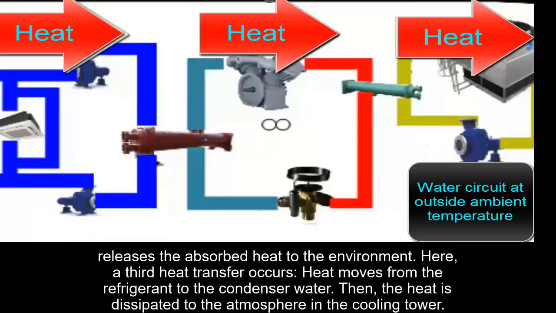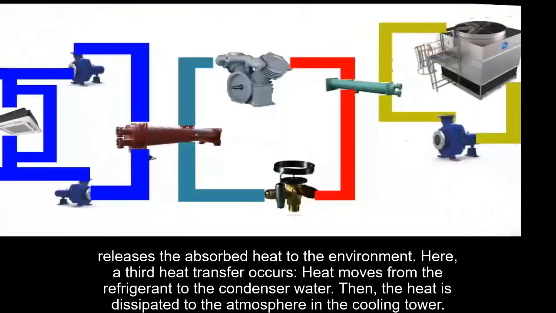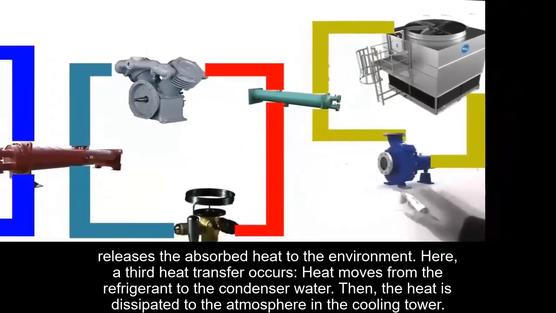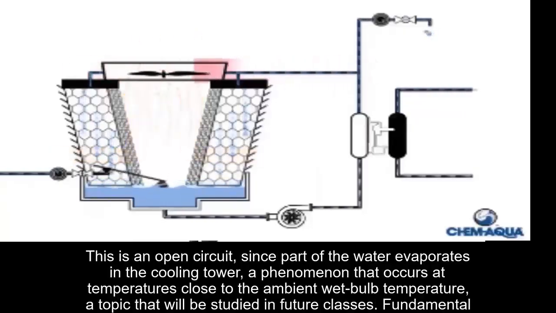This circuit includes a pump which circulates the water through the condenser and a cooling tower where the water releases the absorbed heat to the environment. Here, a third heat transfer occurs. Heat moves from the refrigerant to the condenser water, then the heat is dissipated to the atmosphere in the cooling tower. This is an open circuit since part of the water evaporates in the cooling tower, a topic that will be studied in future classes of this chiller course for beginners.